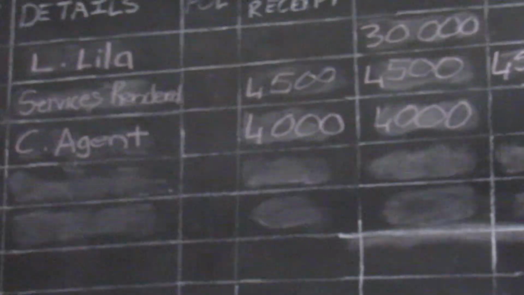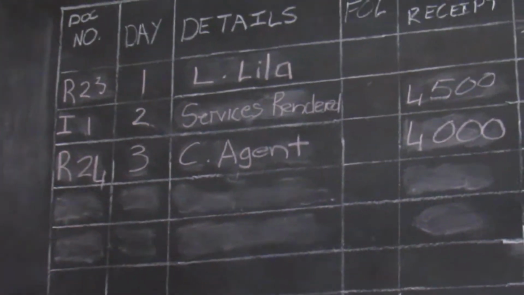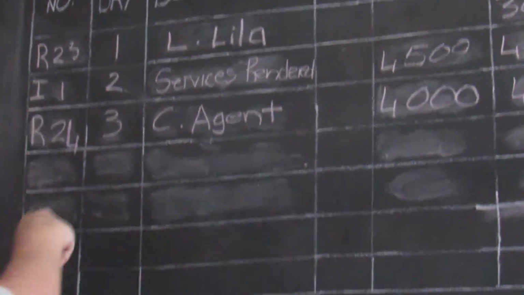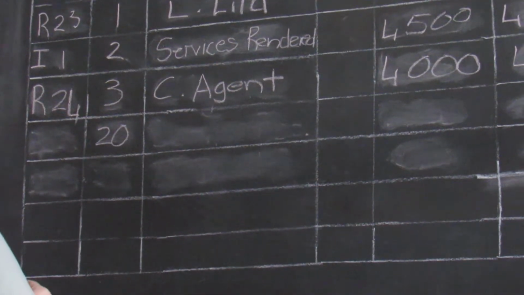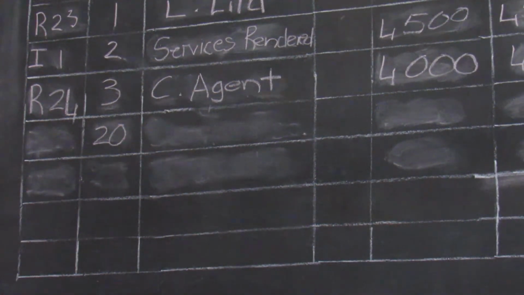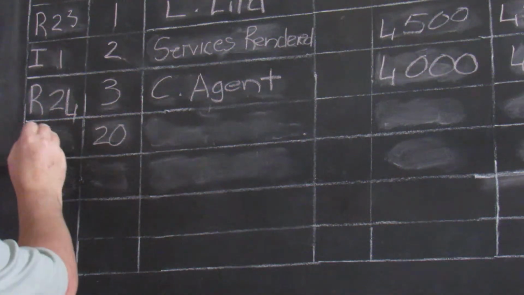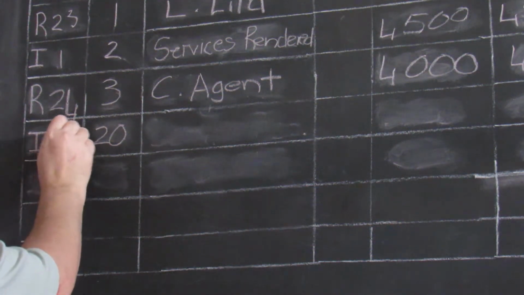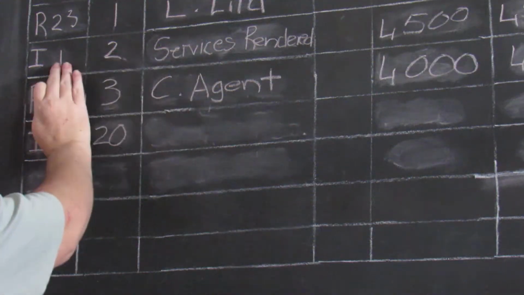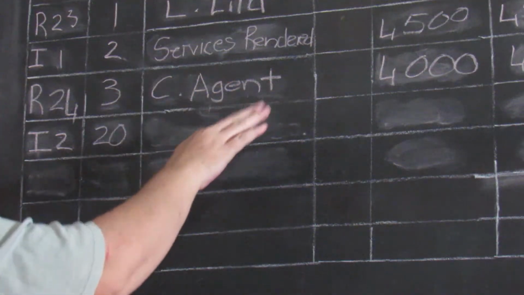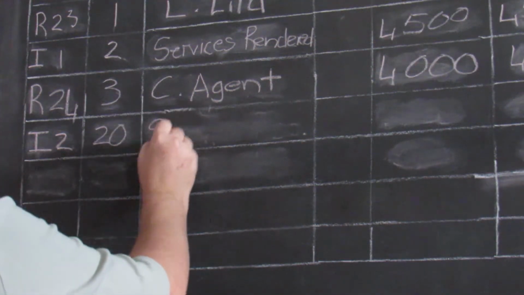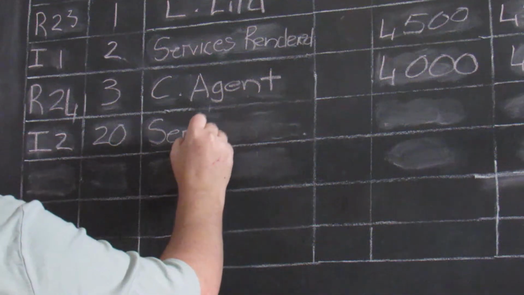Let's look at the fourth transaction. Now see here, the fourth transaction is day 20. So now we skipped a couple of days and now we're on to day 20. Now here it says received money for services rendered, but it doesn't give an invoice number or a receipt number. So we are going to use I2 because for services rendered, we give them invoices. And once again, there's no person's name. There's not a name for this service. So we will put in services rendered.